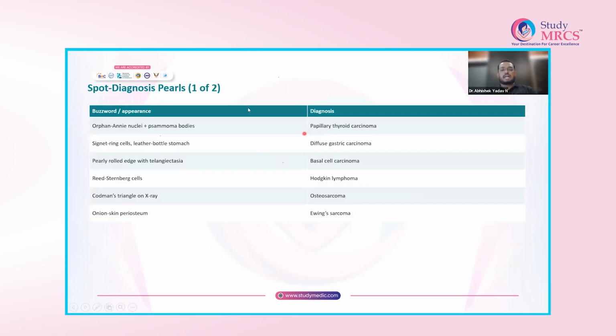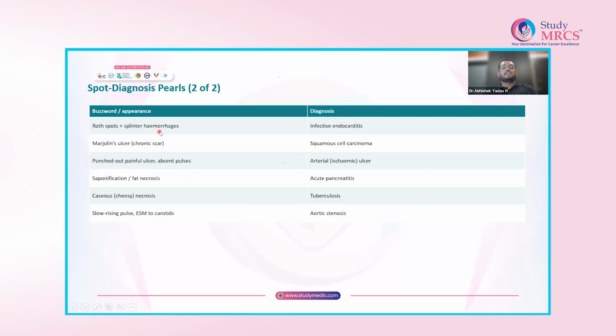Keywords that help you in the diagnosis: Orphan Annie eyes, psammoma bodies, it's a papillary thyroid. Leather bottle black appearance, signet ring cells, it's linitis plastica, diffuse gastric carcinoma. Pearly rolled edge with telangiectasia, it's a basal cell carcinoma. Presence of Reed-Sternberg cells, Hodgkin's lymphoma, which is called an owl-eye appearance. Okay, these are the chain cells. Coming to Codman's triangle on X-ray, osteosarcoma. Onion skin periosteum, it's Ewing sarcoma.